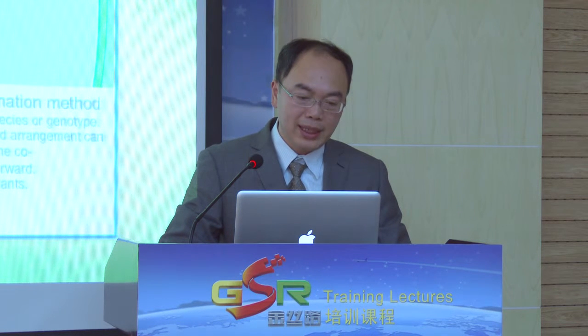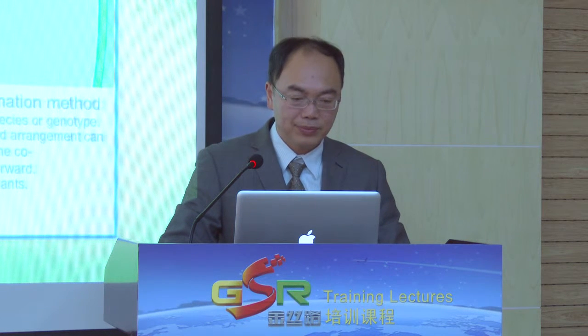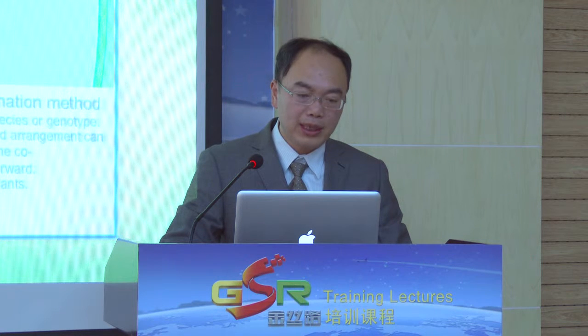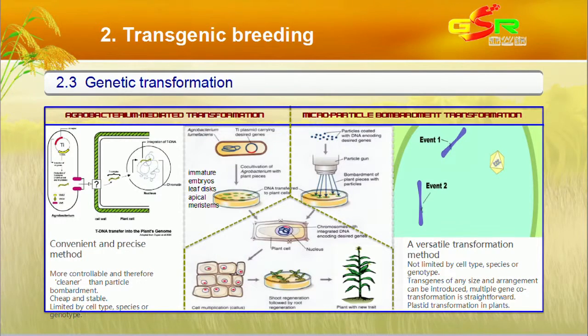Both of these 2 methods have advantages and disadvantages. The agrobacteria-mediated transformation is a convenient and precise method. However, it is limited by genotype and cannot be freely applied in all kinds of tissues. Generally, tissues used for transformation are immature embryos, leaf discs, and apical meristem tissues.